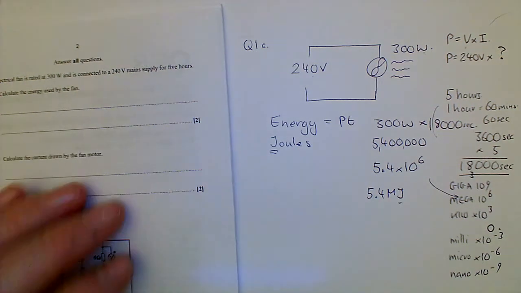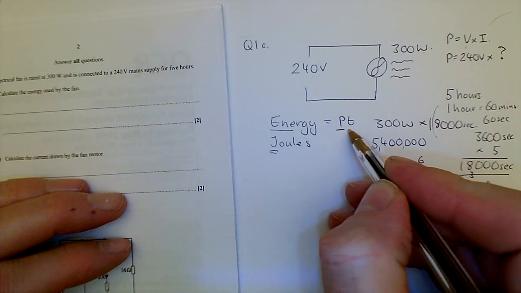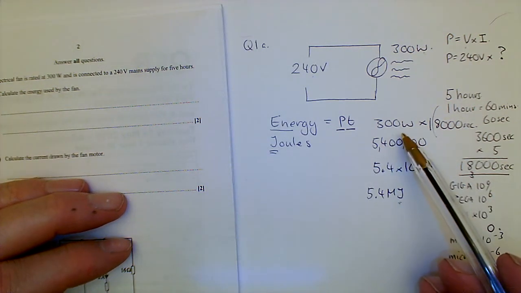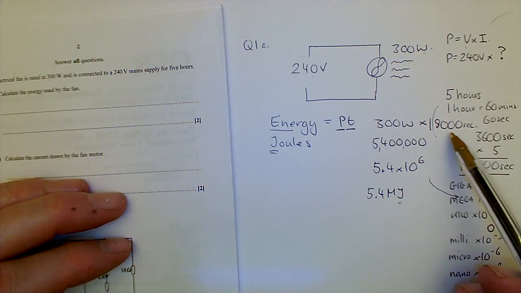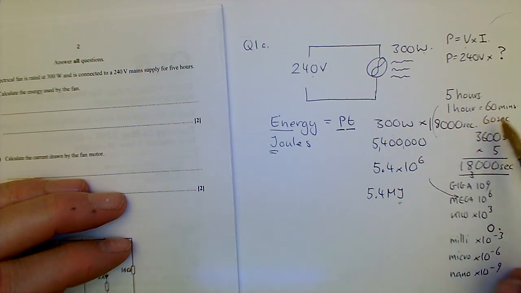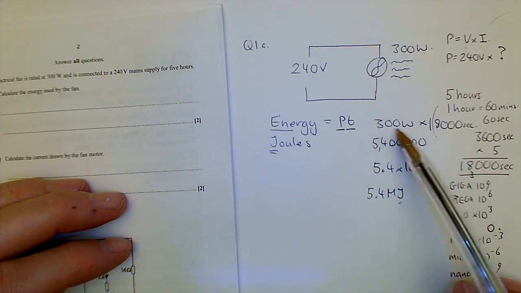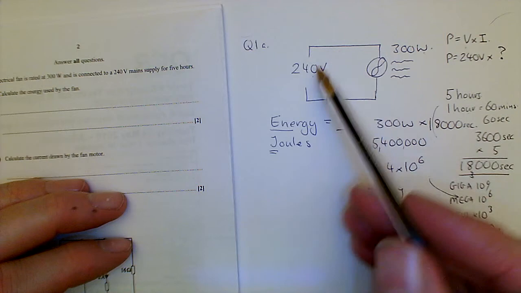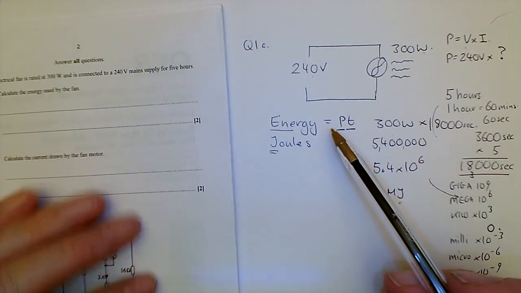So, energy is power times time. We had 300 watts of power, that's 300 joules every second. So we had to figure out how many seconds we've got. Well, that was for 5 hours. So we looked at 1 hour, which is 60 minutes, which has 60 seconds per minute. So 6 times 6 is 36, and the noughts, we have 3,600 seconds. Multiply that by 5 for 5 hours, we've got 18,000 seconds. Multiply that by the 300 watts, gave us 5.4 megajoules of energy. So that's how much energy would be used in that 5-hour period.